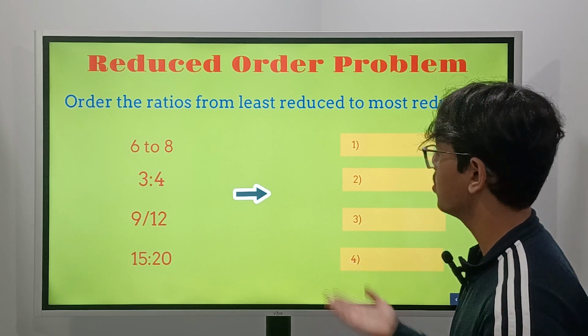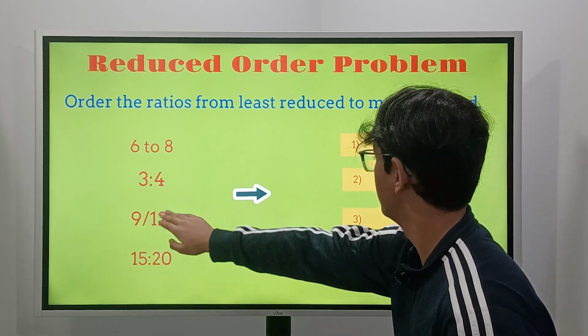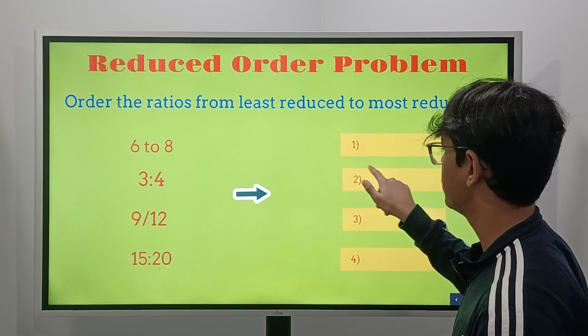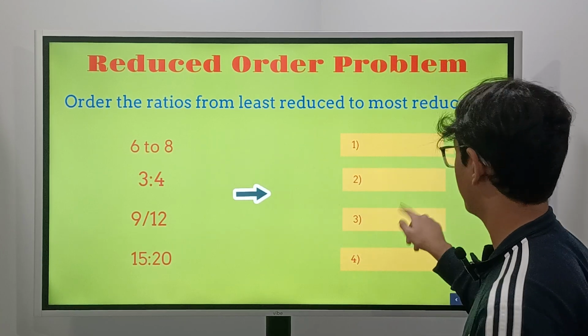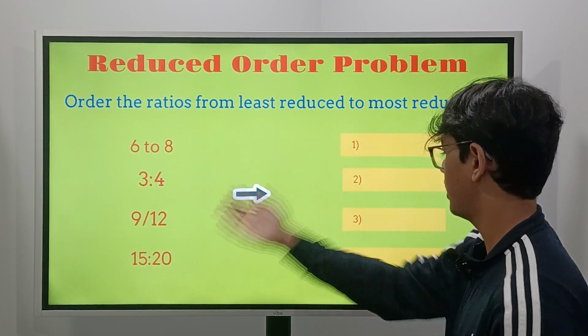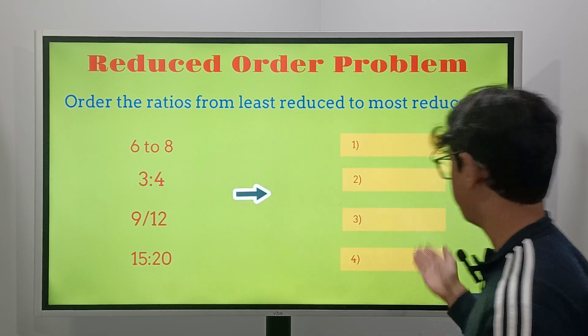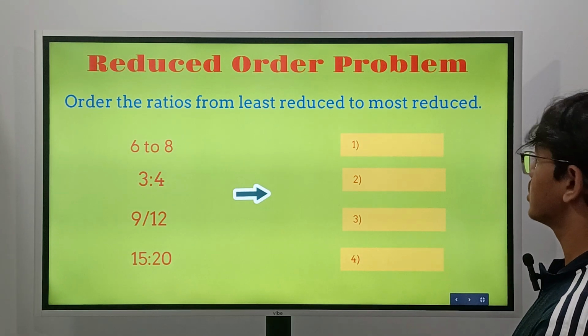And then which is the second most? We can see that it's 9 by 12. So 9 by 12 will go into 2. And then 6 to 8 will go into 3. And finally 3 to 4 will be in 4. So that's how you solve this problem.